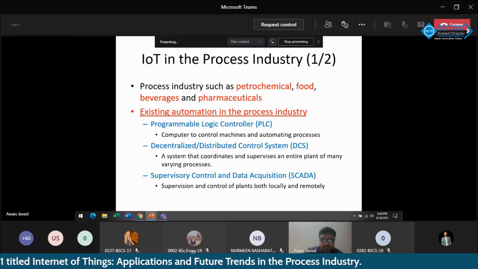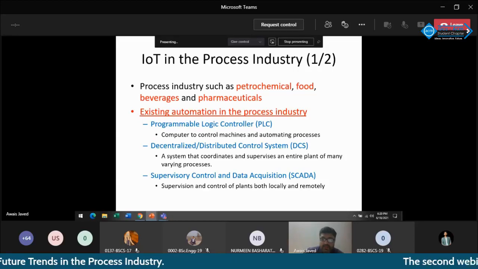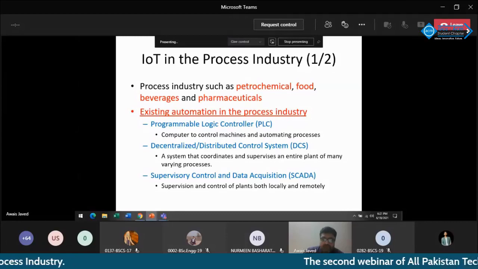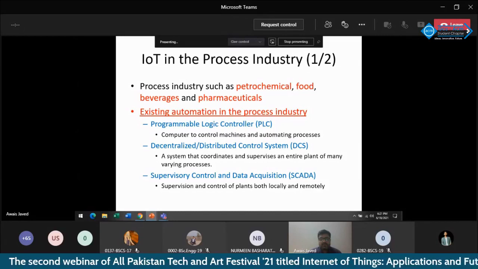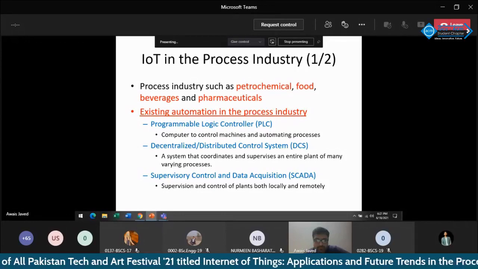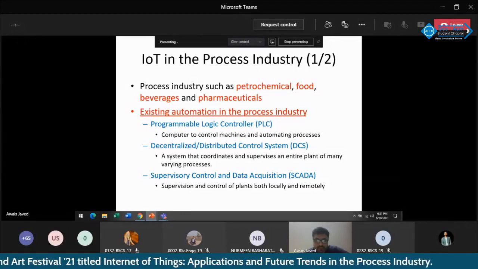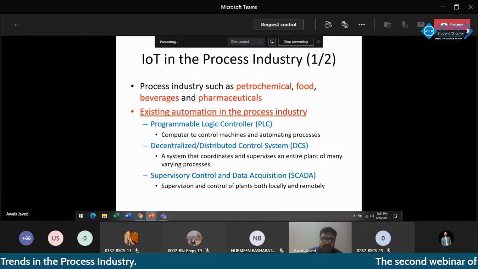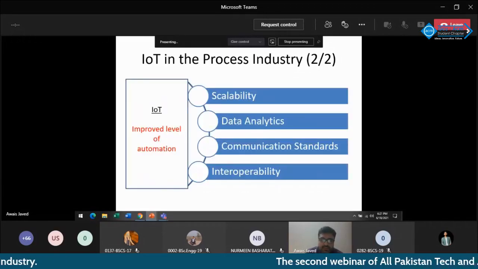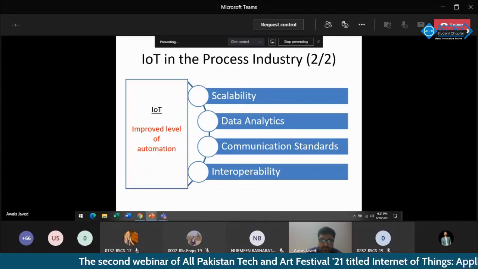SCADA is another technology, supervisory control and data acquisition. SCADA supervises and controls the plants both locally and remotely. It provides a human-machine interface that can interact with machines such as pumps and motors. So this is the existing level of automation already present in the industry. So what does IoT provide? IoT enhances the level of automation. It provides an improved level of automation.